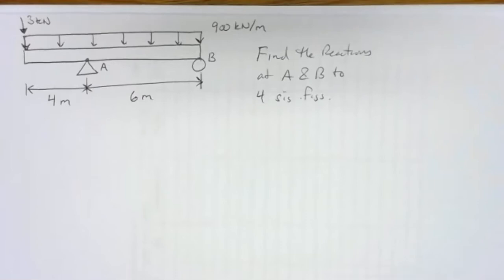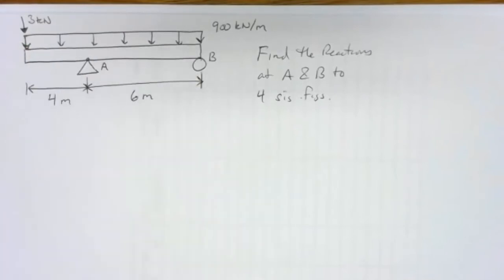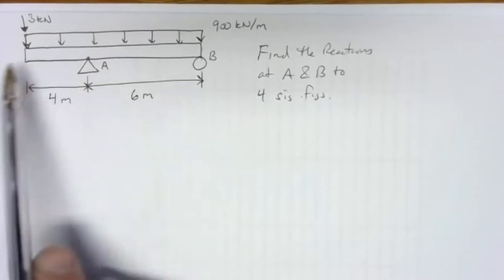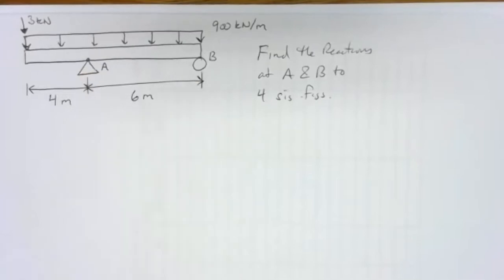It's right under the recording logo. So there we go. 3 kilonewtons applied at the very end of the beam, and then a distributed load across the entire length of 900 kilonewtons per meter. And we want to find out in this sort of cantilevered beam what the reactions are at A and B. So take a few minutes and set that up and solve it. And we'll be back with a solution in a few minutes.